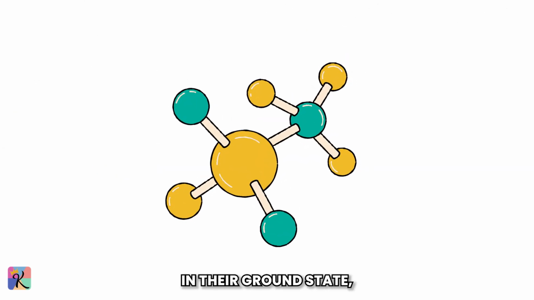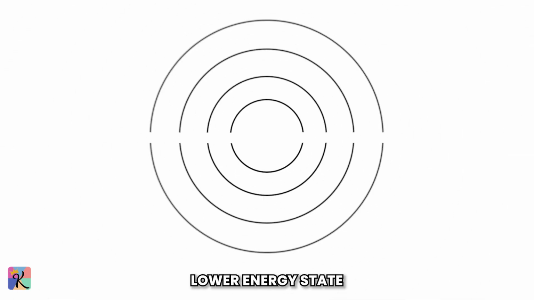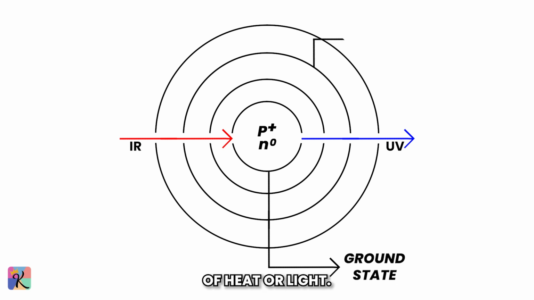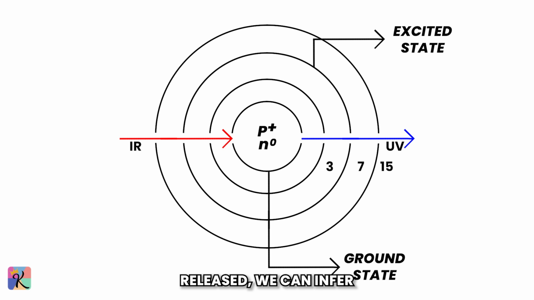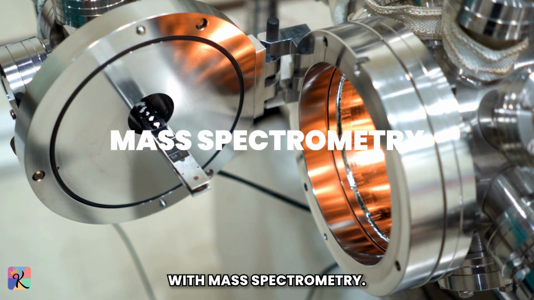Molecules prefer to be in their ground state, so after absorbing energy, they tend to return to this lower energy state by releasing energy. This release can be in the form of heat or light. By measuring the energy absorbed and released, we can infer details about the molecule's structure. Different types of light, such as infrared, ultraviolet, and visible, cause different transitions in molecules, allowing us to gather various structural information. Let's kick things off with mass spectrometry.